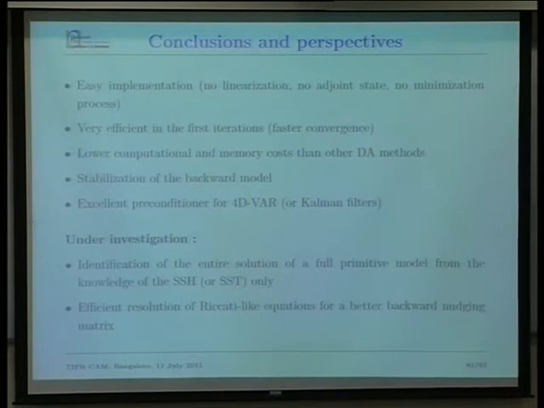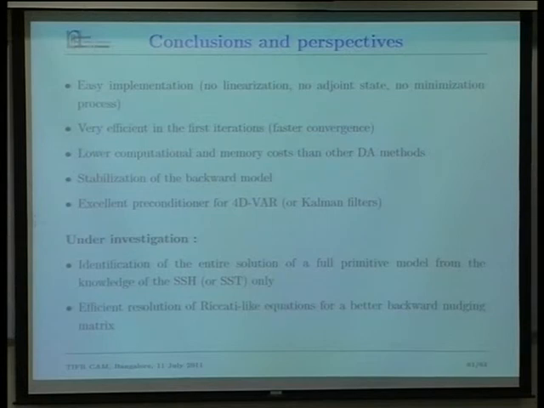Because we know that we can get some kind of exact stabilization of the model with the solution of a Riccati equation. So some people are working on a very fast, approximate resolution of the Riccati equation to get very quickly an approximation of the solution, that could be a better choice for the nudging matrix.